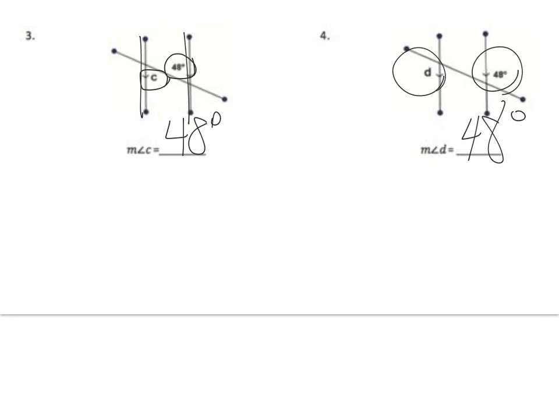So alternate interior is on the interior of the parallel lines, but alternate sides of the transversal. Alternate exterior, I have the exterior of the parallel lines, but alternating sides of the transversal.